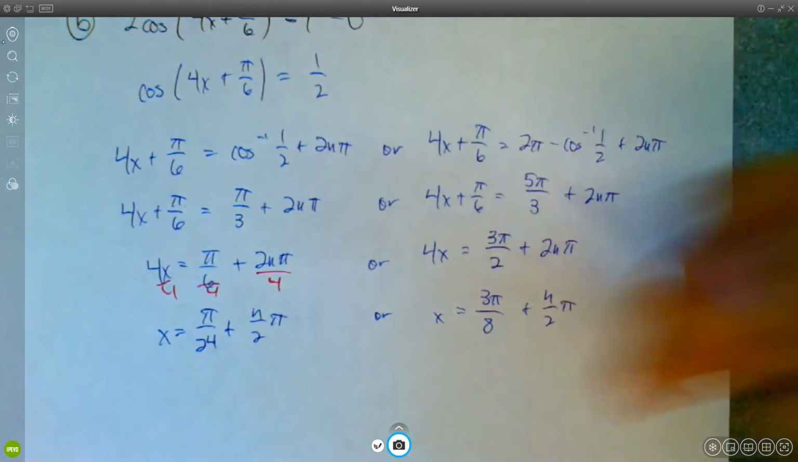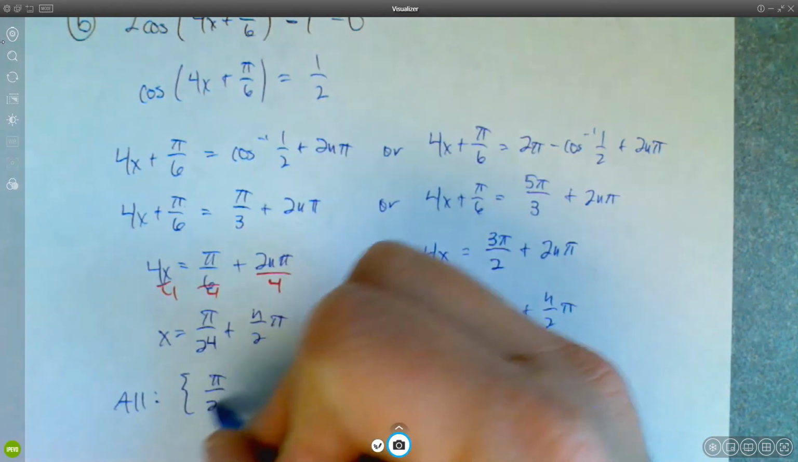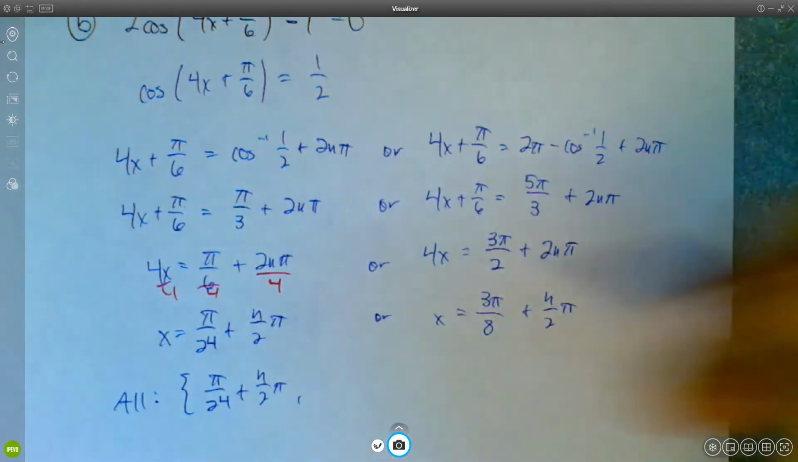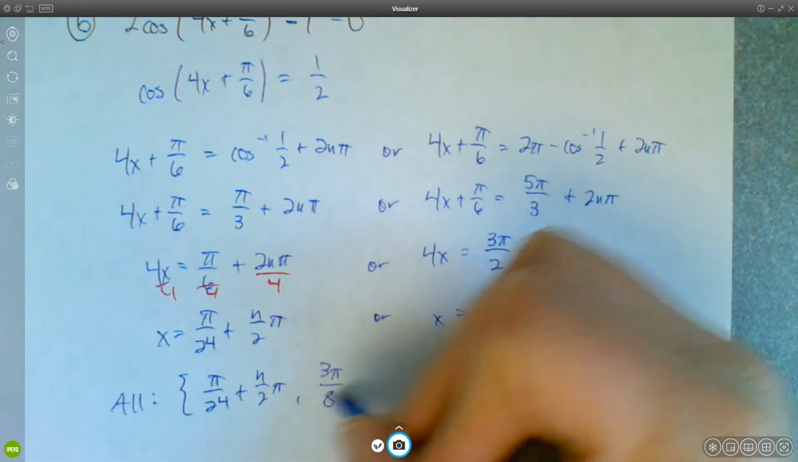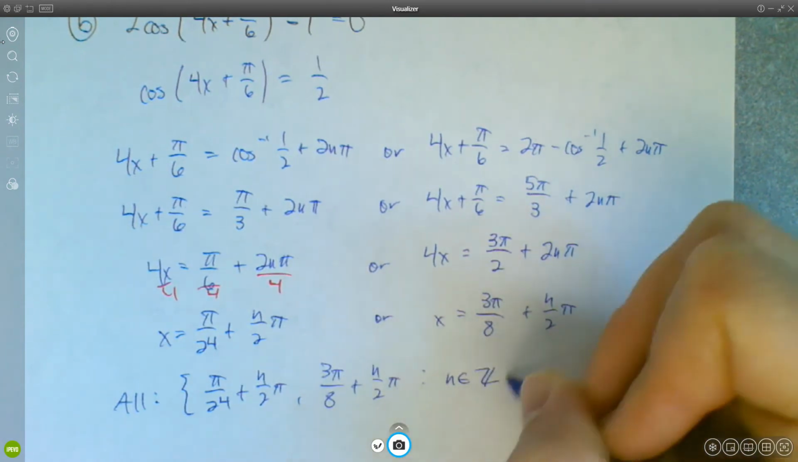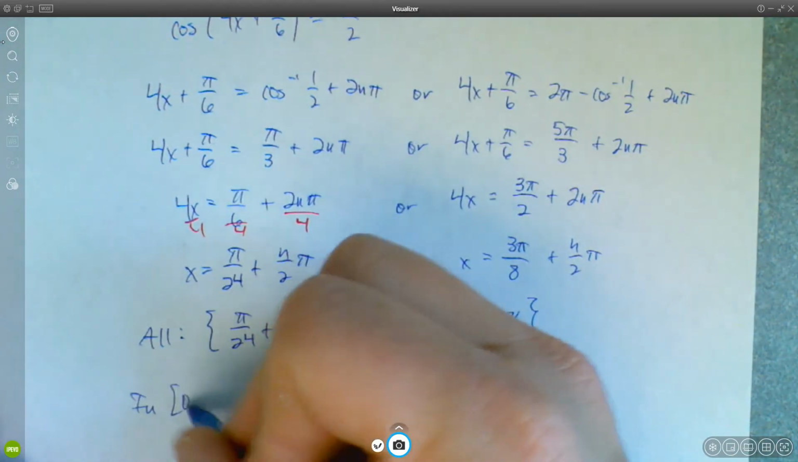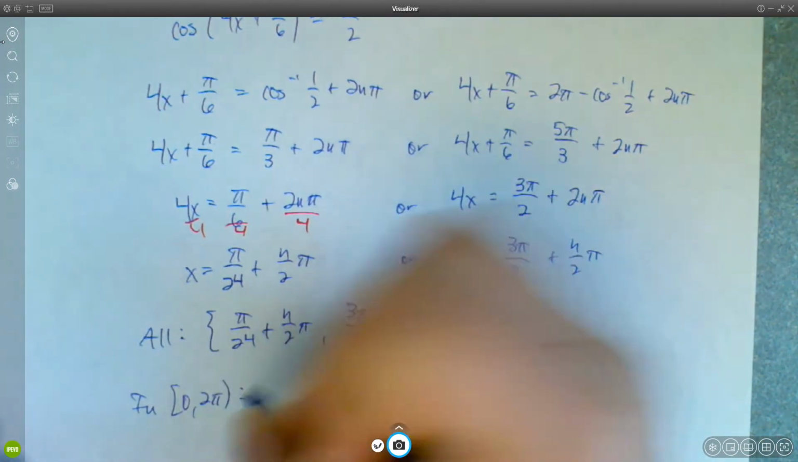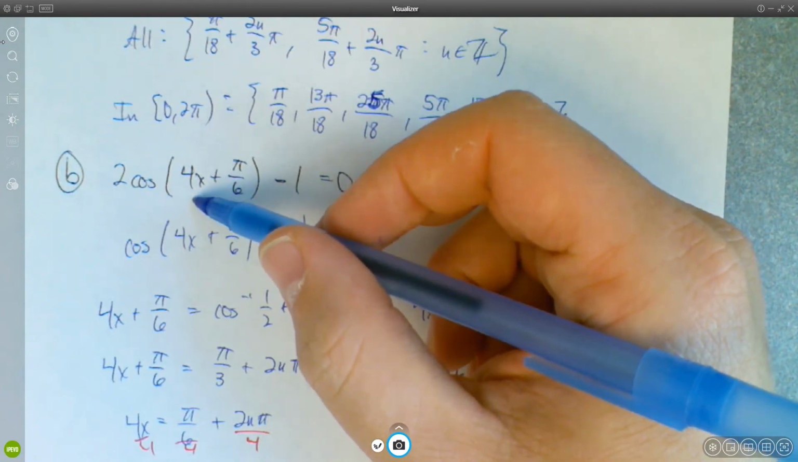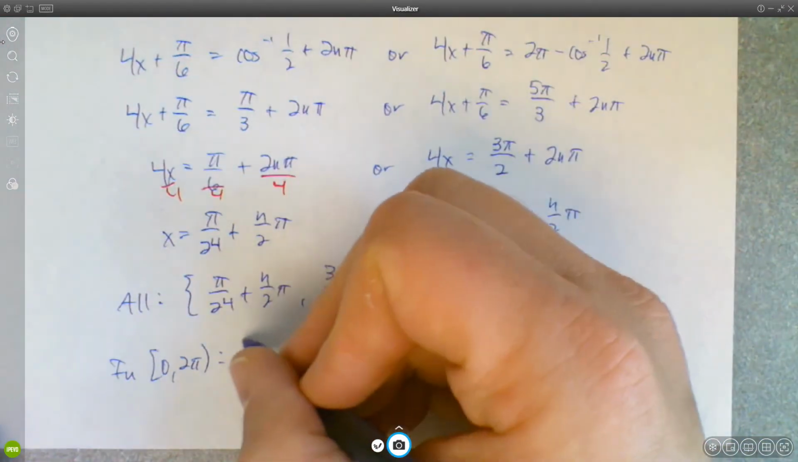So if I were listing all of the solutions, that's what they'd be. Pi over 24 plus n over 2 pi, or 3 pi over 8 plus n over 2 pi, where n is an integer. If I were listing the solutions that live between 0 and 2 pi, since my period here is going to be divided by 4, I'm going to have 4 times as many solutions as I usually do.